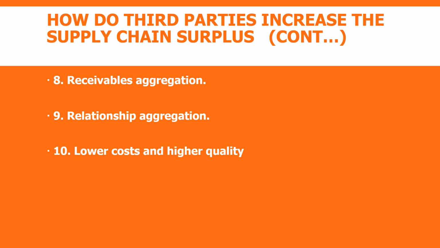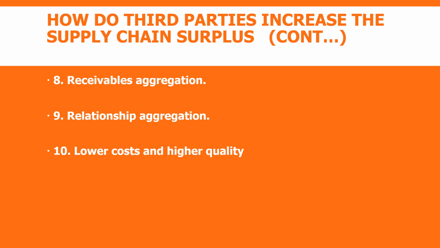Information aggregation. We can increase the surplus by aggregating information to a higher level than can be achieved by a firm performing the function in-house. Retailers aggregate information on products from many manufacturers in a single location so that customers can choose wisely. So the information aggregation reduces search cost for customers.